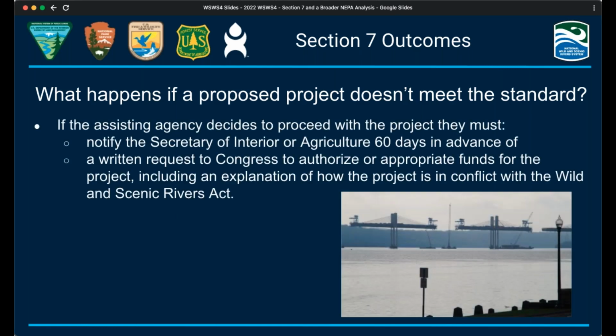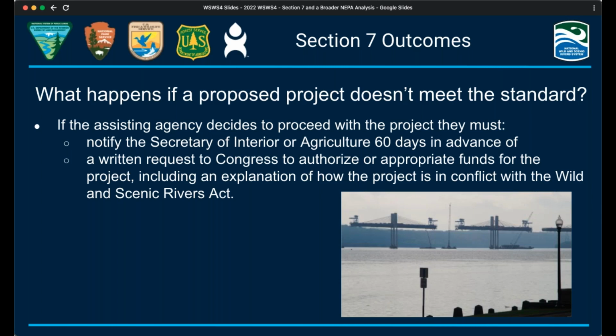If the assisting agency decides to proceed with the project, it must notify the Secretary of the Interior or Agriculture at least 60 days before submitting a written request to Congress to authorize or appropriate funds for the project, including an explanation of how it conflicts with the Wild and Scenic Rivers Act. Alternatively, Congress can pass a law to move a project forward on its own.